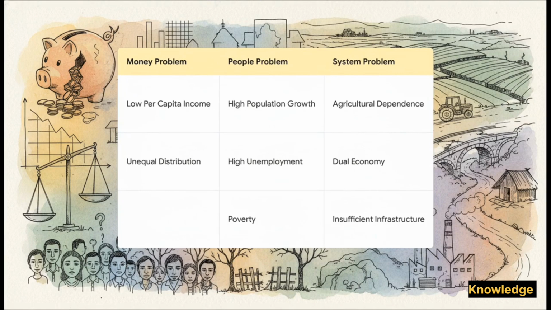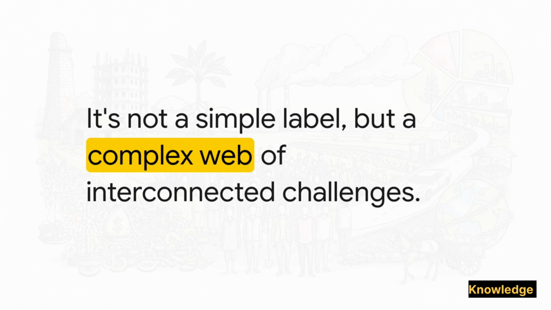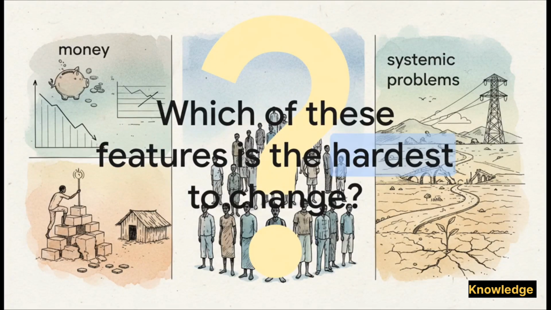So let's pull it all together. You've got money problems, people problems, and system problems. So developing economy isn't just a label. It's this whole web of interconnected challenges. Which brings us to a final question. As things change, which of these problems is the hardest to solve?